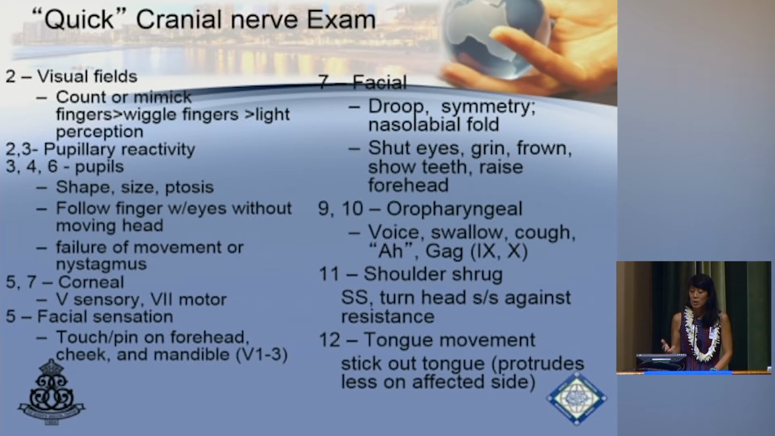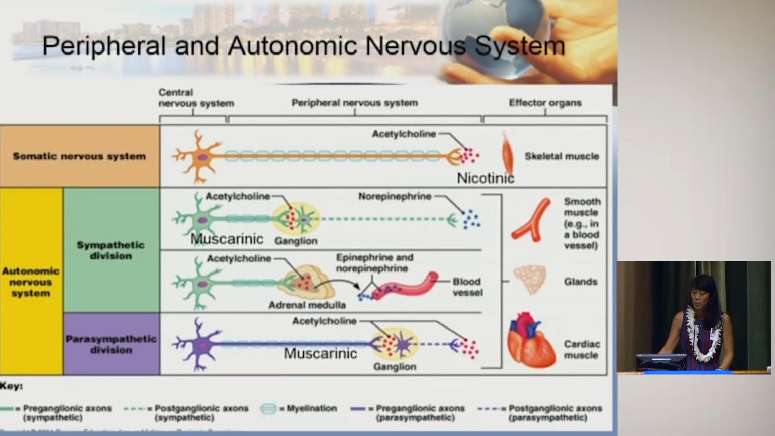We talked about shutting the eyes, making sure, again, they raise their forehead or raise their eyebrows. For the oropharyngeal cranial nerves 9 and 10, you're listening to their voice, how they sound. We usually have them make the ga sound, ga, ka. Those are phonation sounds. Shoulder shrug and turning their head, sometimes also against resistance, and then the tongue movement as we talked about before.